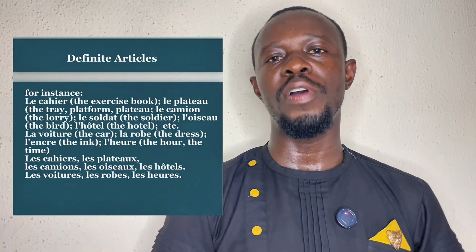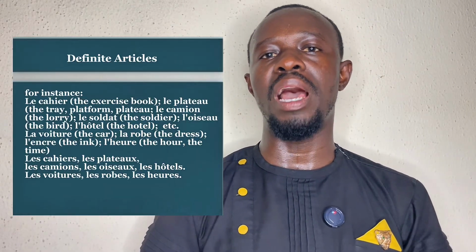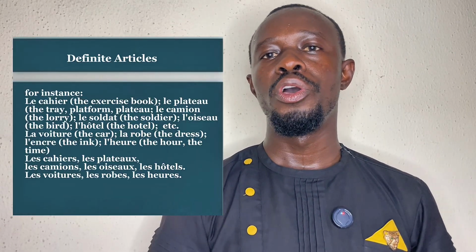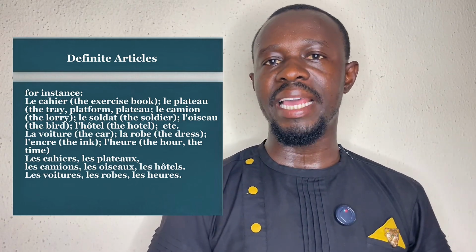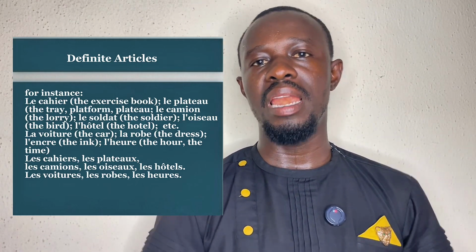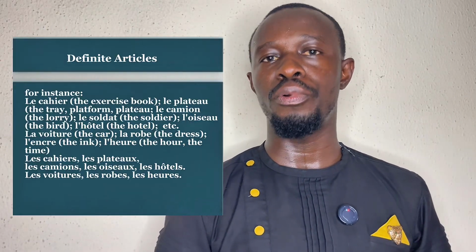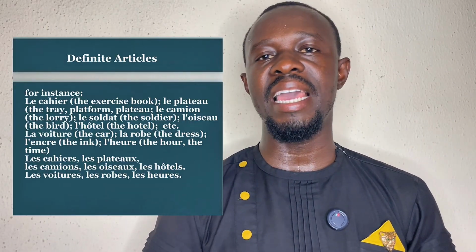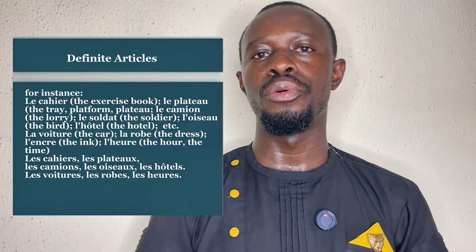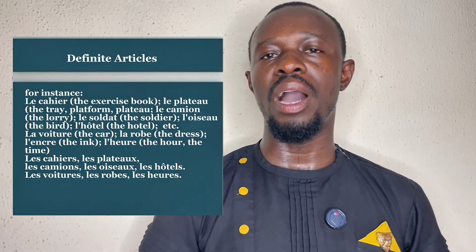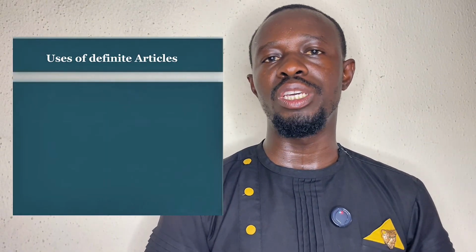For instance, you can find it in le cahier, le plateau, le camion, le soda, l'oiseau, la terre, la voiture, la robe, l'air, or you can still find it also for the plural. You can find it in les cahiers, les plateaux, les camions, les oiseaux, les hôtels, les voitures, les robes, et ainsi de suite. So now let's go to the uses.